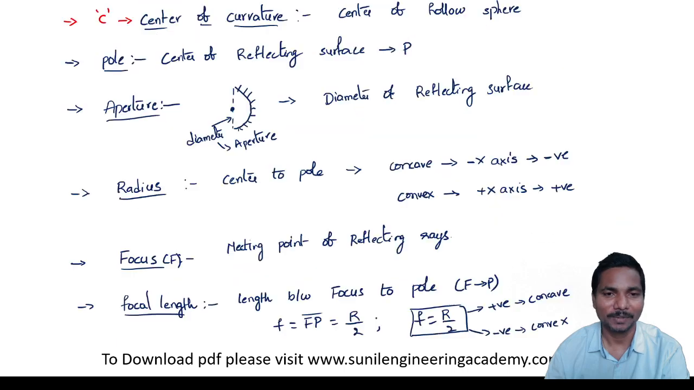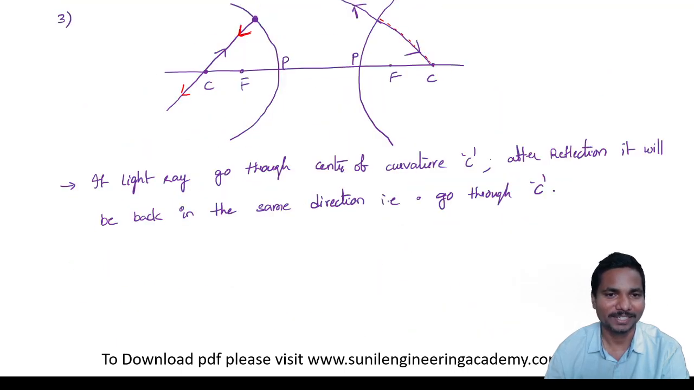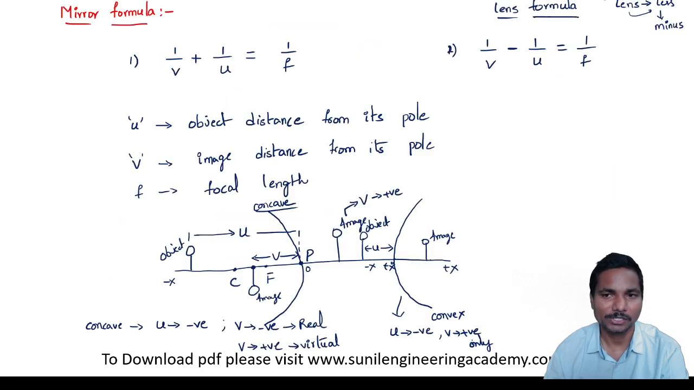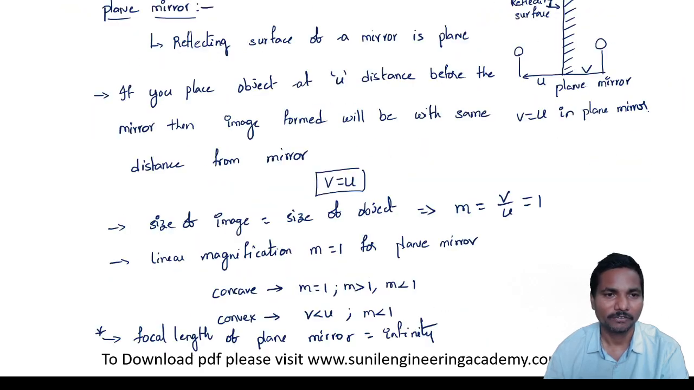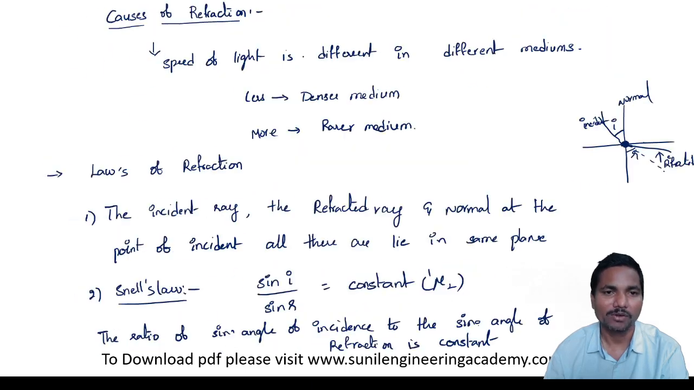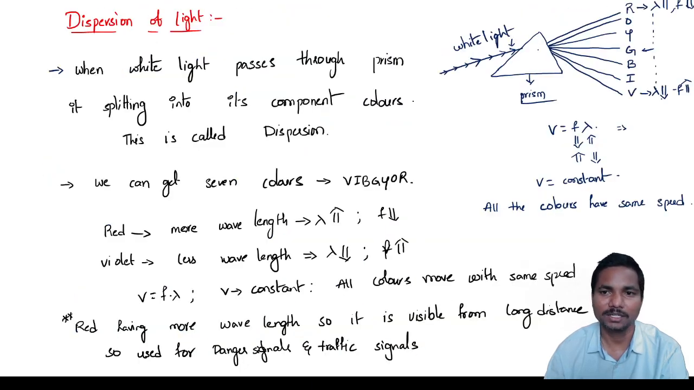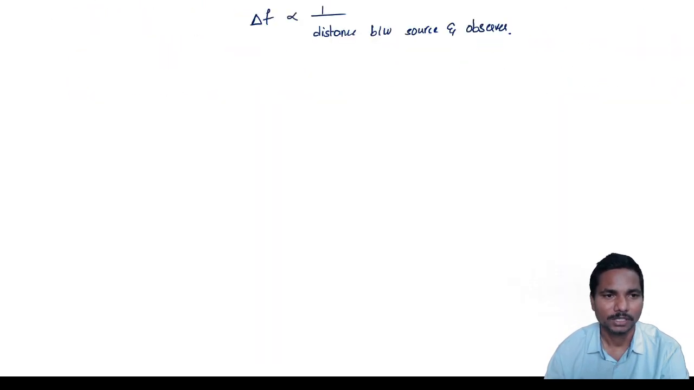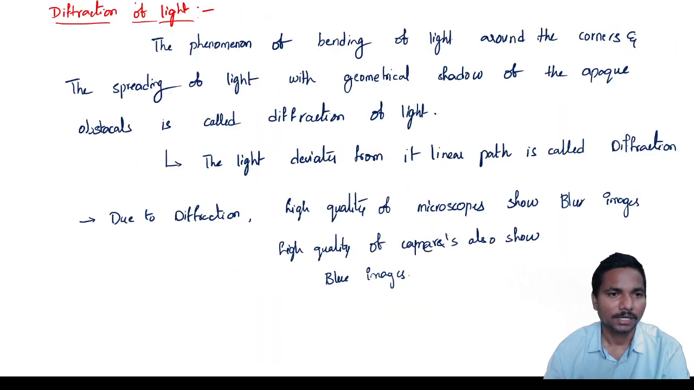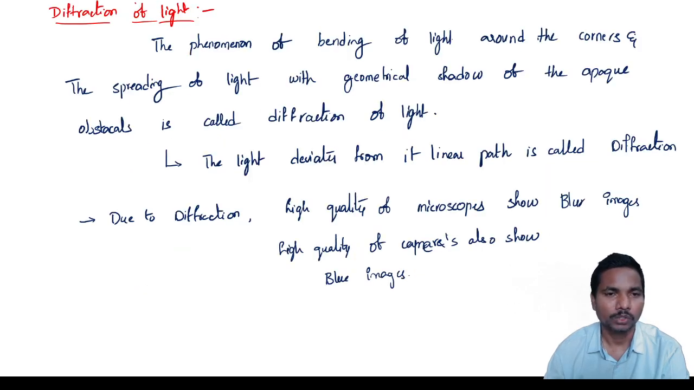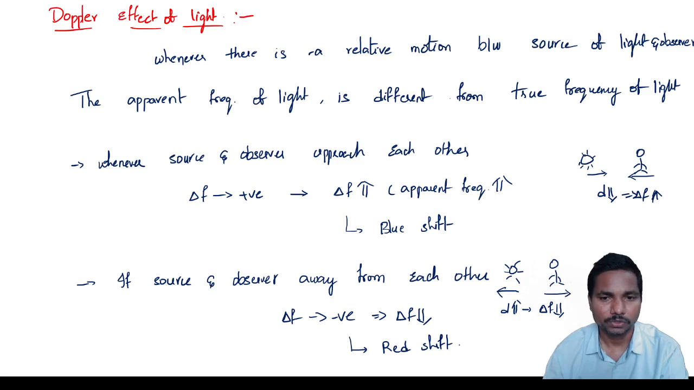All the mirror parts we have completed, and refraction of light and its examples are also completed. Mirror formula, plane mirrors and their formulas. I have also completed the MCQ session of light. You can just click on the playlist and find it. Interference, diffraction, all the topics are completed now. Only the lens topic is pending, so now we are going to discuss that lens topic.